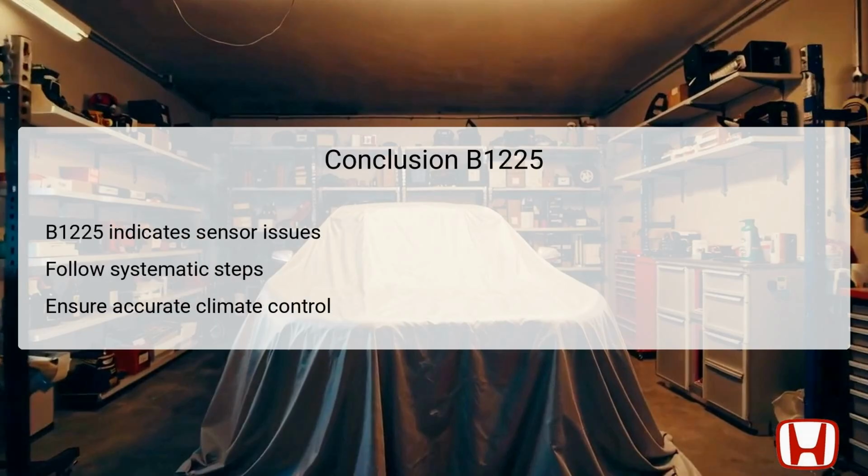In conclusion, DTC B1225 indicates a significant issue with the in-car temperature sensor circuit in the Honda Odyssey models from 2011 to 2017. Successful troubleshooting involves following a systematic approach to identify and rectify any wiring issues, sensor malfunctions, or connectivity failures. Understanding the roles of each component is essential to ensure effective resolution of any faults leading to DTC B1225.